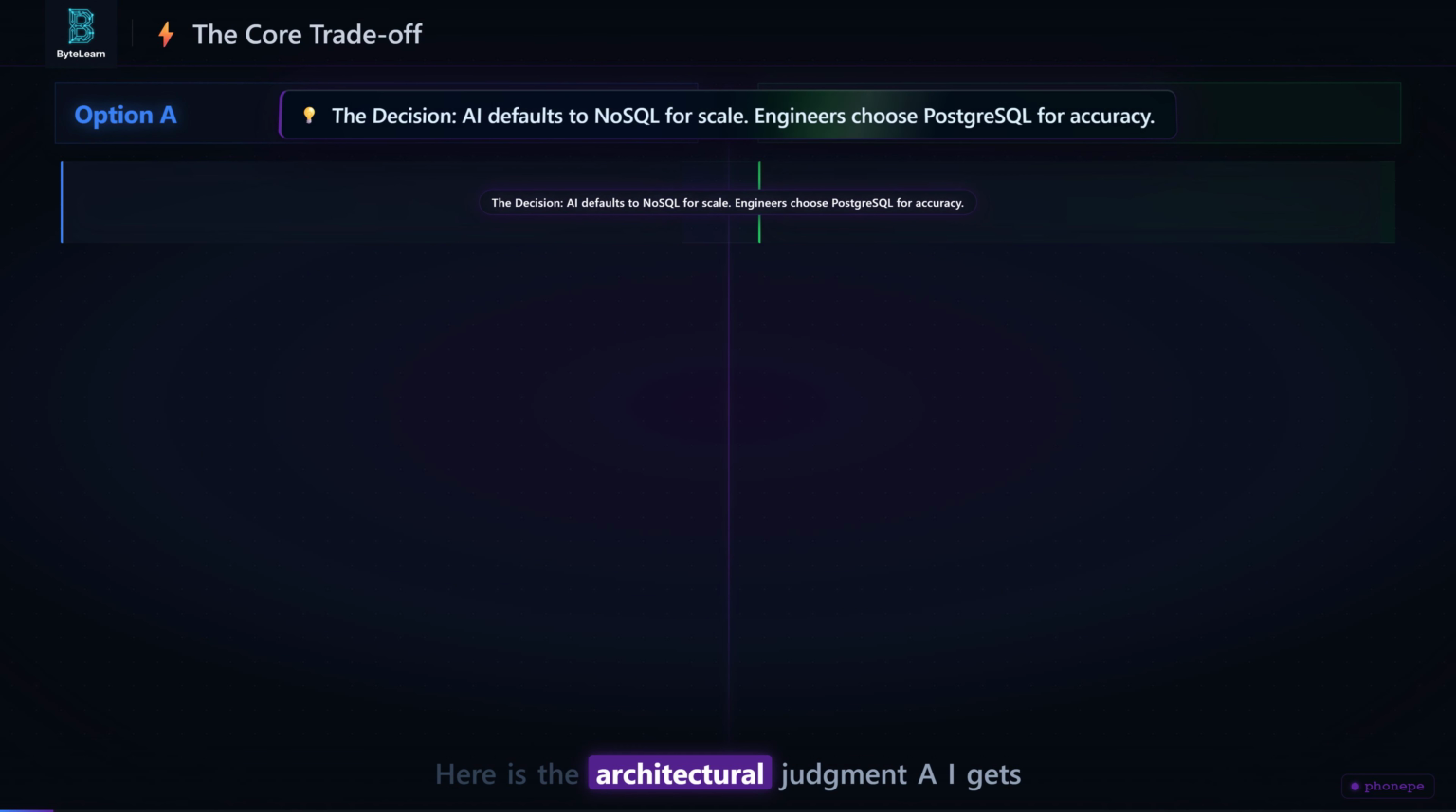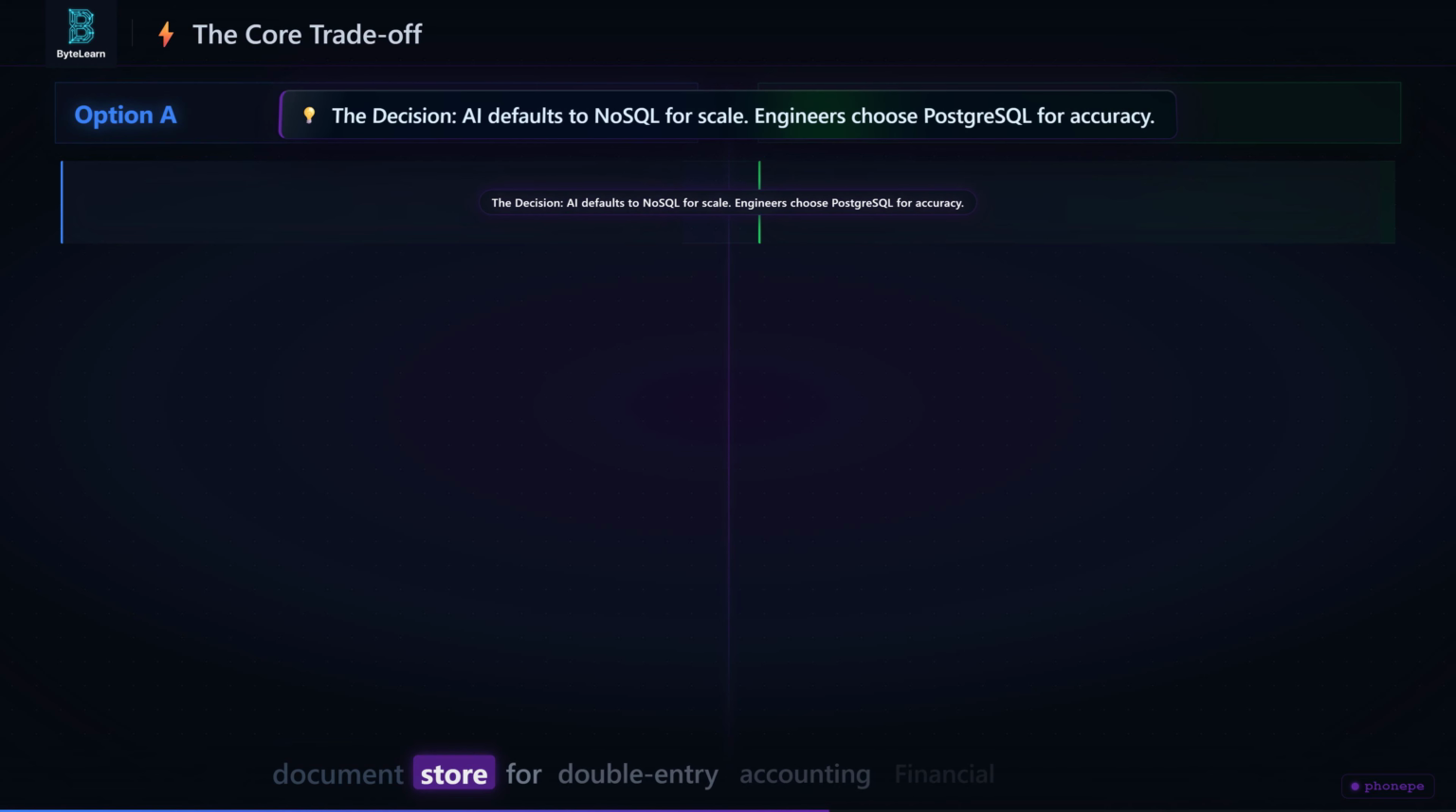Here is the architectural judgment AI gets wrong. If you ask an AI to design a scalable app, it defaults to a NoSQL database like Cassandra or MongoDB because they shard easily. But you cannot use a NoSQL document store for double entry accounting. Financial data requires strict ACID guarantees. You trade the easy scalability of NoSQL for the absolute correctness of PostgreSQL. In payments, accuracy is non-negotiable.